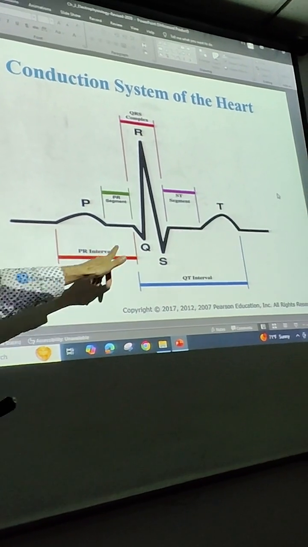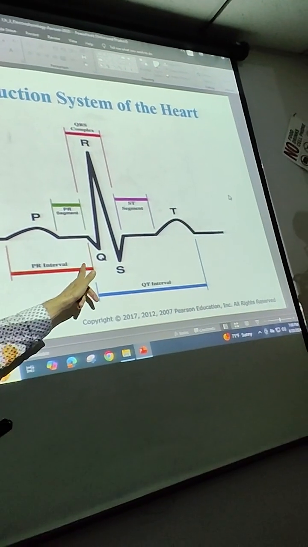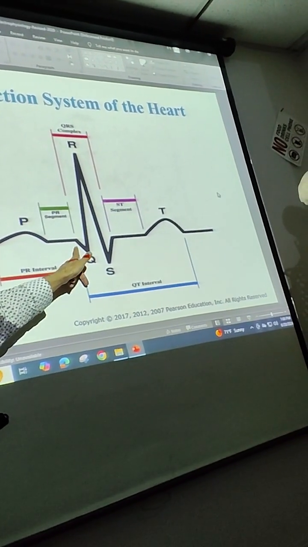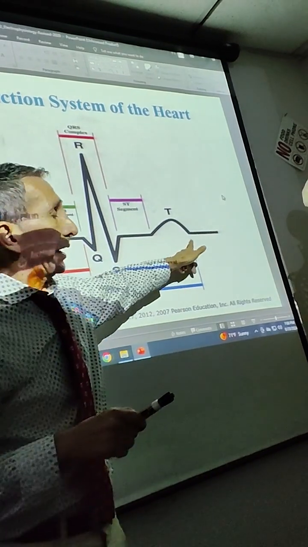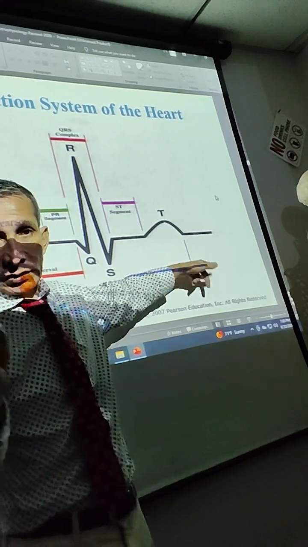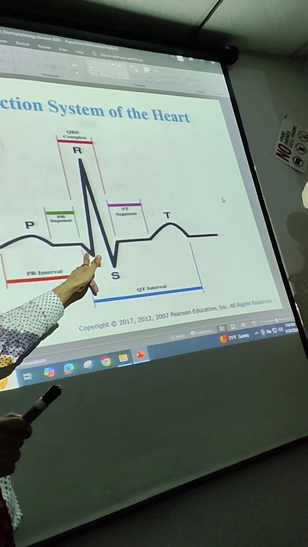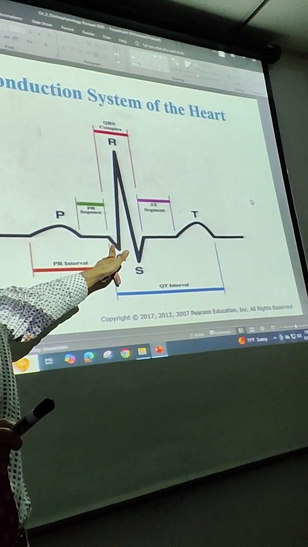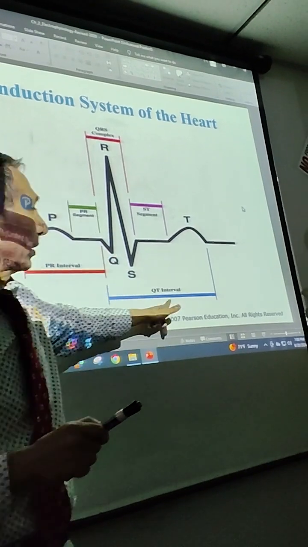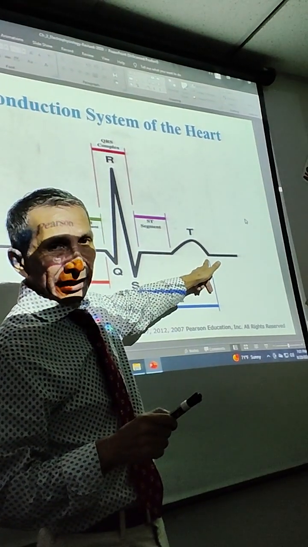The QT interval is the time of the space in between the beginning of the QRS and the end of the T wave. That's one definition: the time of space in between the contraction or depolarization of the ventricles and the repolarization of the ventricles, the end.